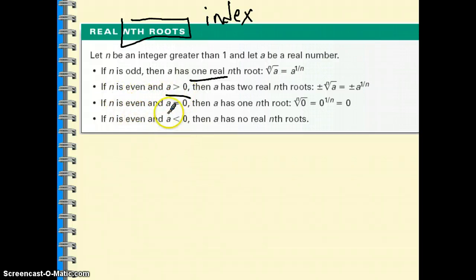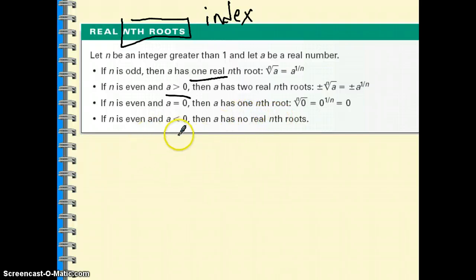If n is even and a is 0, then there's only one nth root, and that's 0, because the square root of 0, the third root of 0, the fourth root of 0, any root of 0 is always going to be 0. So that's a special case for even roots. When you take that even root of 0, it's always going to be 0.